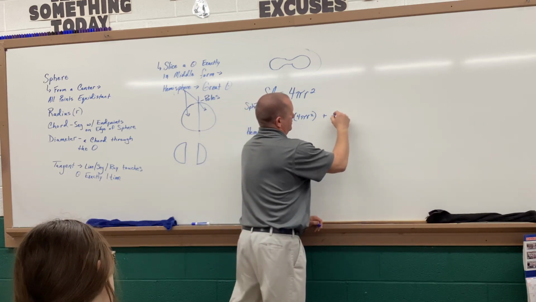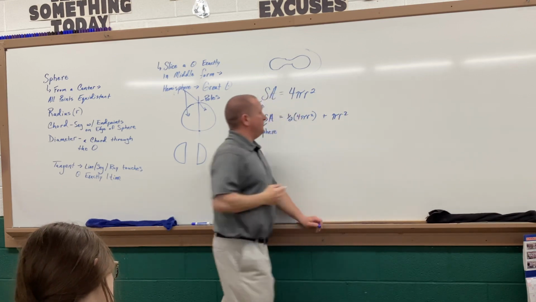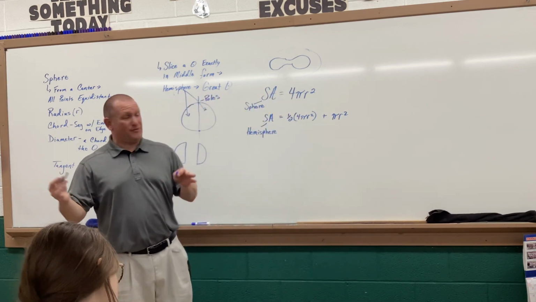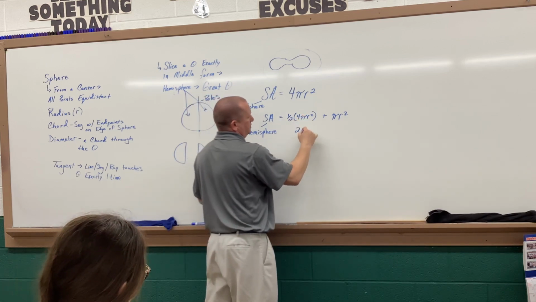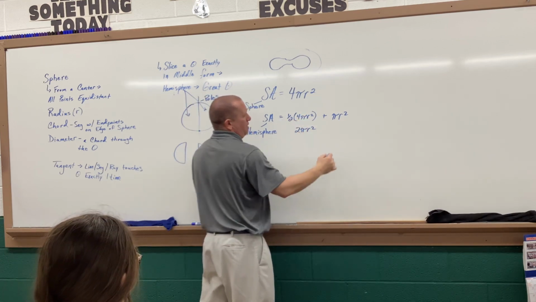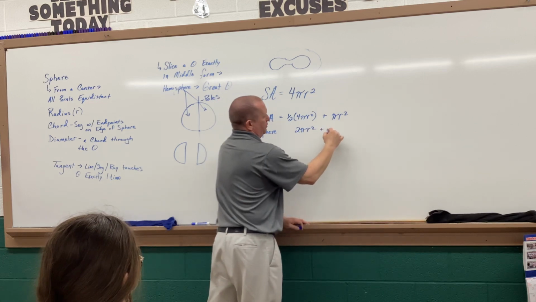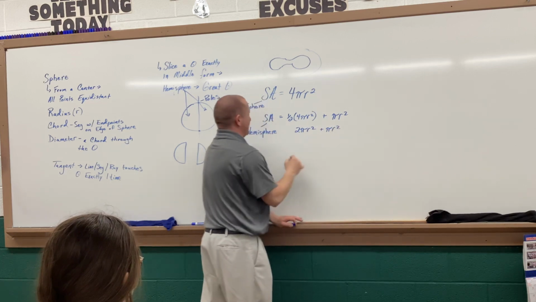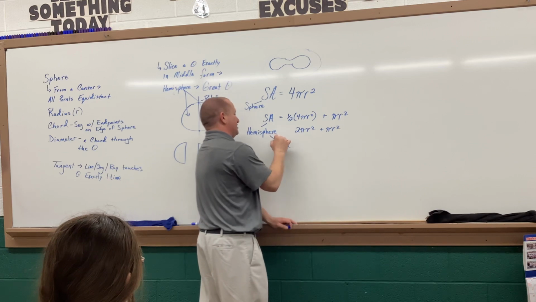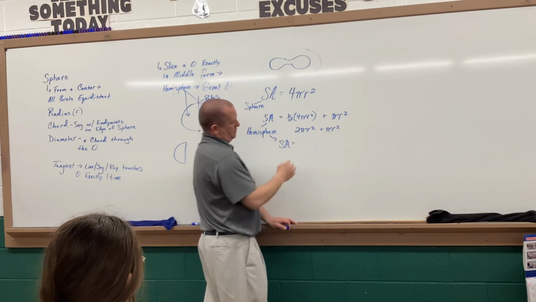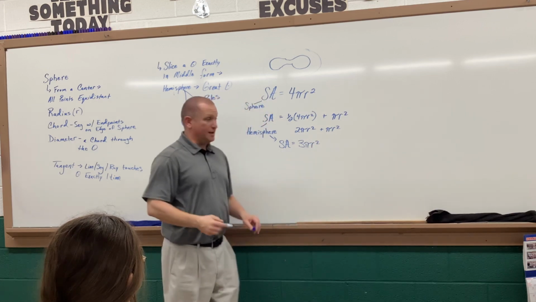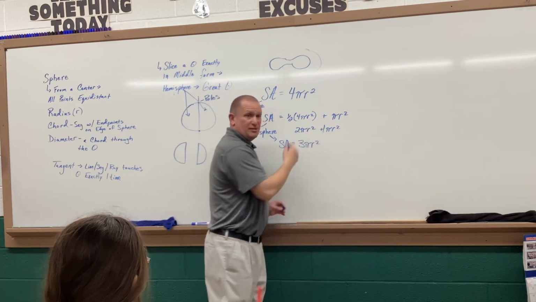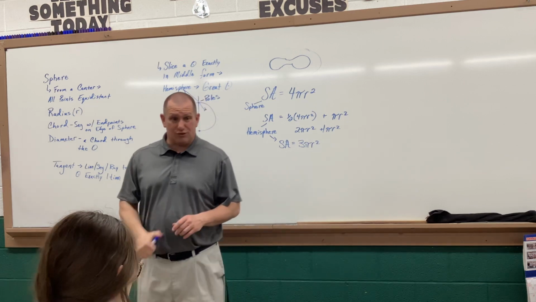Pi r squared. So if I essentially simplify this, obviously my 1/2 and my 4 makes this really what? 2 pi r squared. But if I have 2 pi r squared over here plus another pi r squared, essentially the surface area of a hemisphere is actually what? 2 pi r squared. How about 3 pi r squared? Right? Because this is a 1 right here and they're the same things, right? So 2 plus 1 makes it 3 pi r squared.